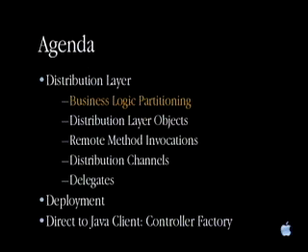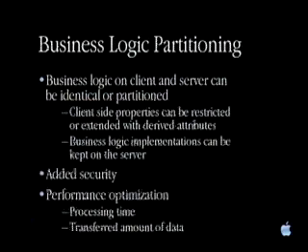So let's start with some information about the distribution layer. And the most important topic when it comes to the distribution layer, to me, is business logic partitioning. In Java client, you can have implementations of your business logic both on the client and the server side. The business objects are fully functional on both sides of the architecture. And you have the choice to either use the same identical business logic, or you can use what we call partitioned business logic. Partitioned business logic simply means that you use different implementations on both sides of the architecture.